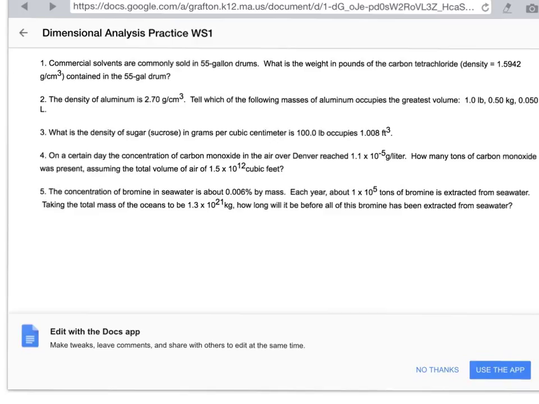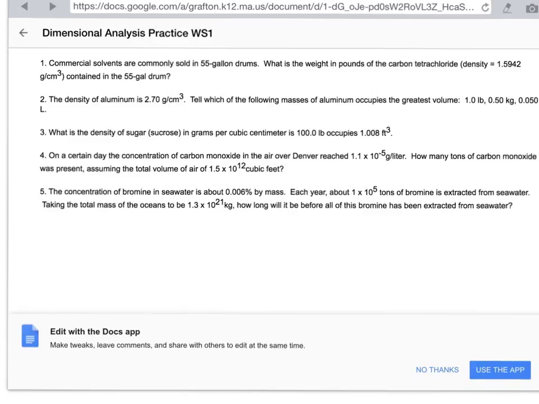But let me take you through question number 5. And so 5 is asking us if there is a certain amount of bromine in the seawater and we are extracting bromine from the seawater, and there's a limited amount of seawater. How long will it take for all of the bromine to be extracted from the seawater?